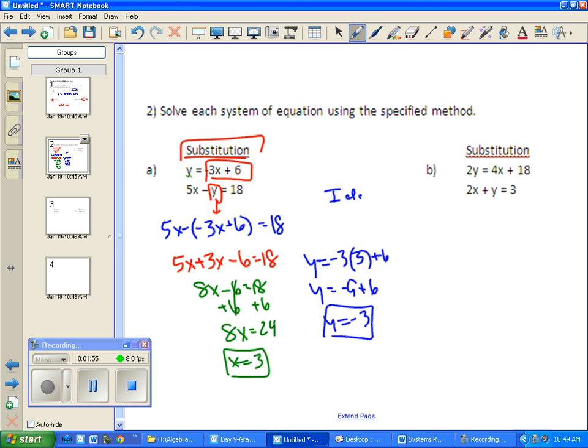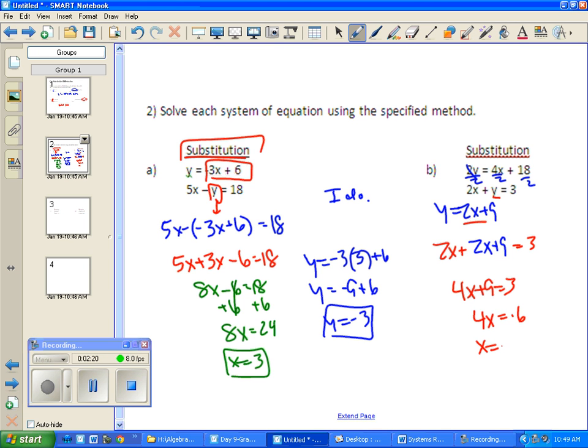Part B. You don't quite have y by itself, but it's really easy to get y by itself. Remember on the flow chart, divide everything by 2. So now you've got y equals 2x plus 9. Now you come down to the other equation, 2x plus, but don't write y, 2x plus 2x plus 9, that's what y equals, 3. Combine some like terms, 4x plus 9 equals 3. Subtract 9 on both sides, 4x equals negative 6. And we need to divide, x equals negative 1.5. Make sure you've got your sign right.